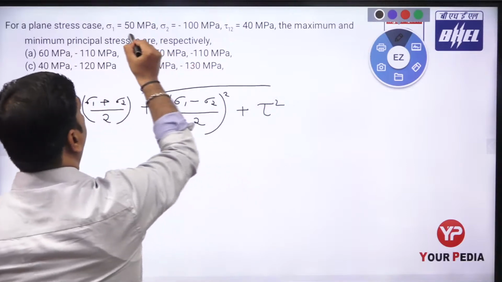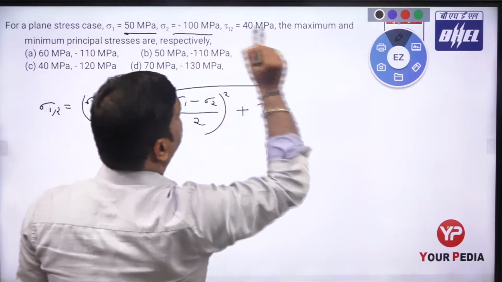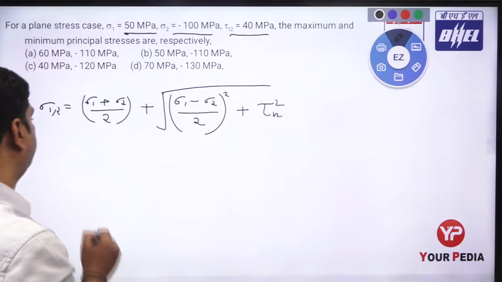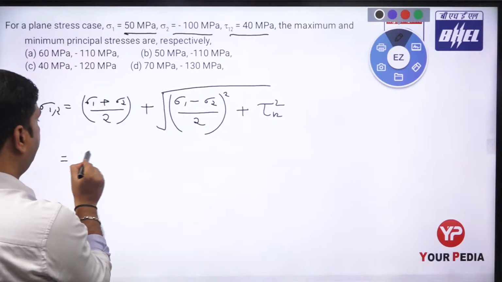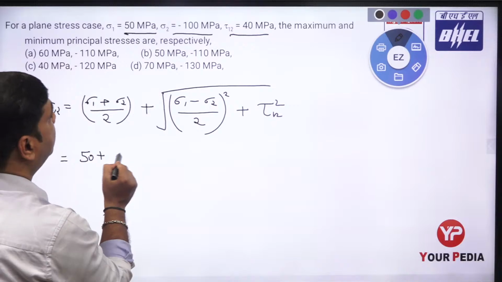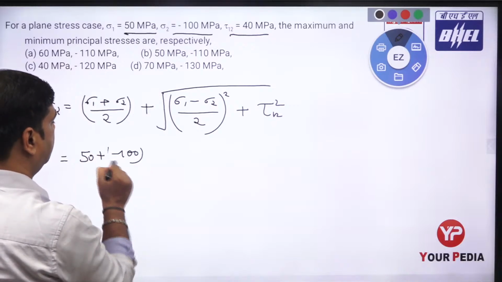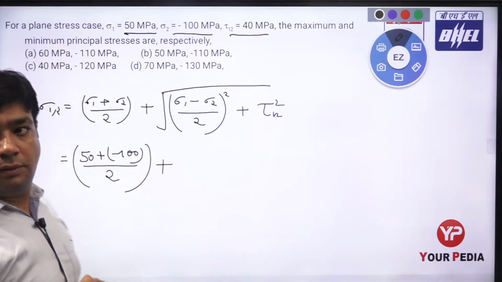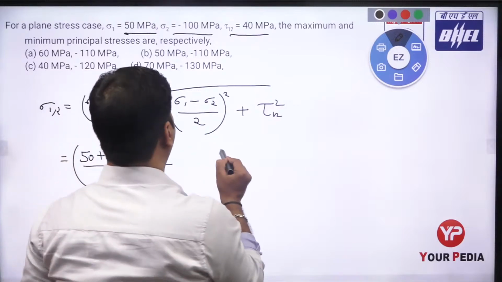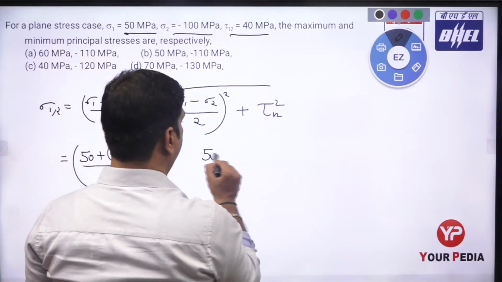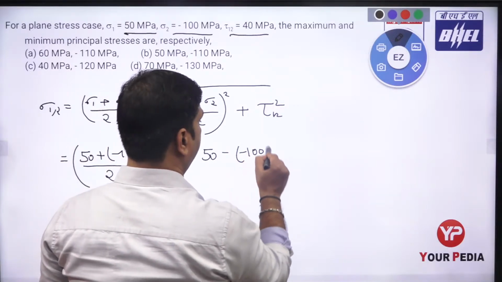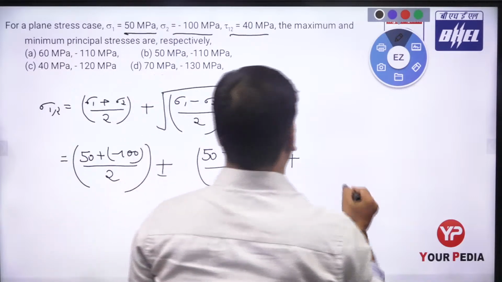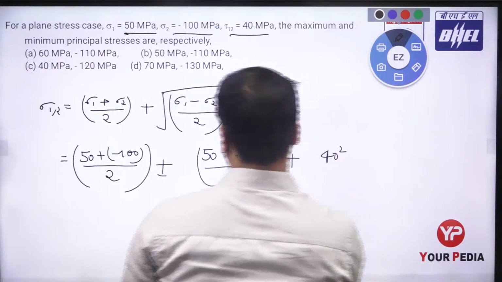So here we have the value of sigma x as 50 megapascal, sigma y as minus 100 megapascal, and tau xy is 40 megapascal. So we can just put these in. Sigma 1, 2 equals 50 plus minus 100, divided by 2, plus or minus the square root of (50 minus minus 100, divided by 2) squared plus tau xy, that is again 40 squared.